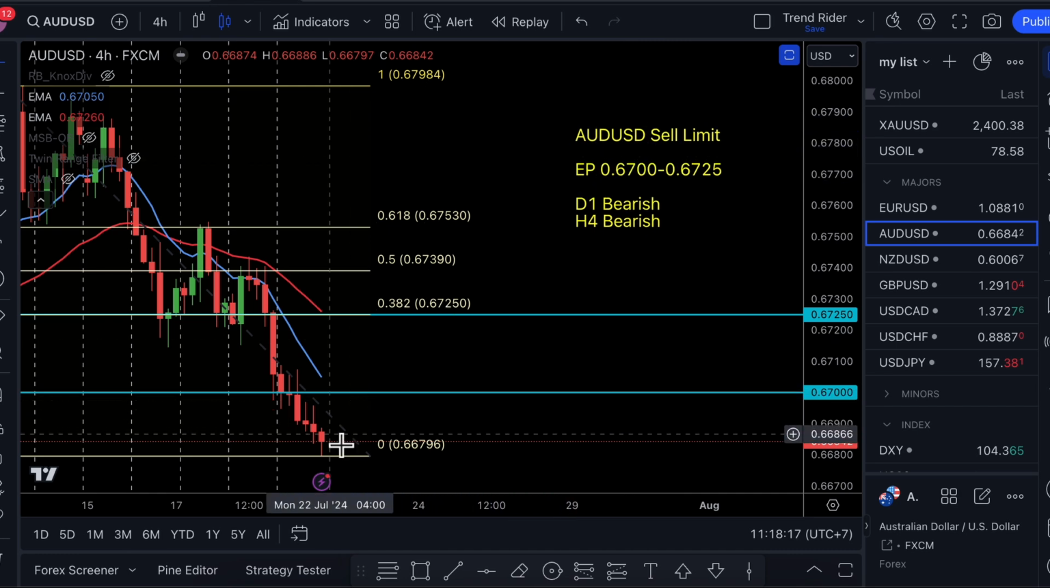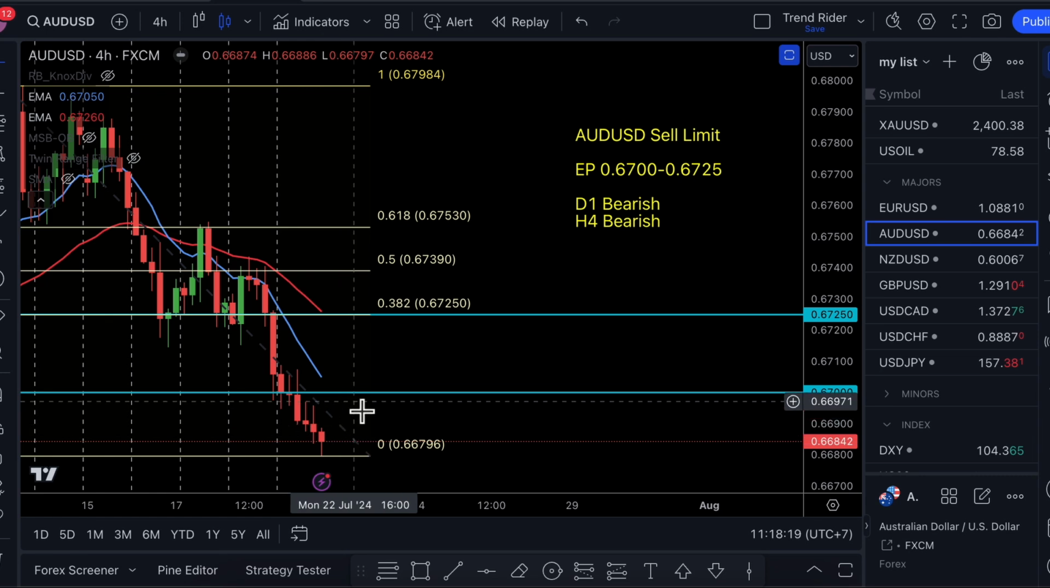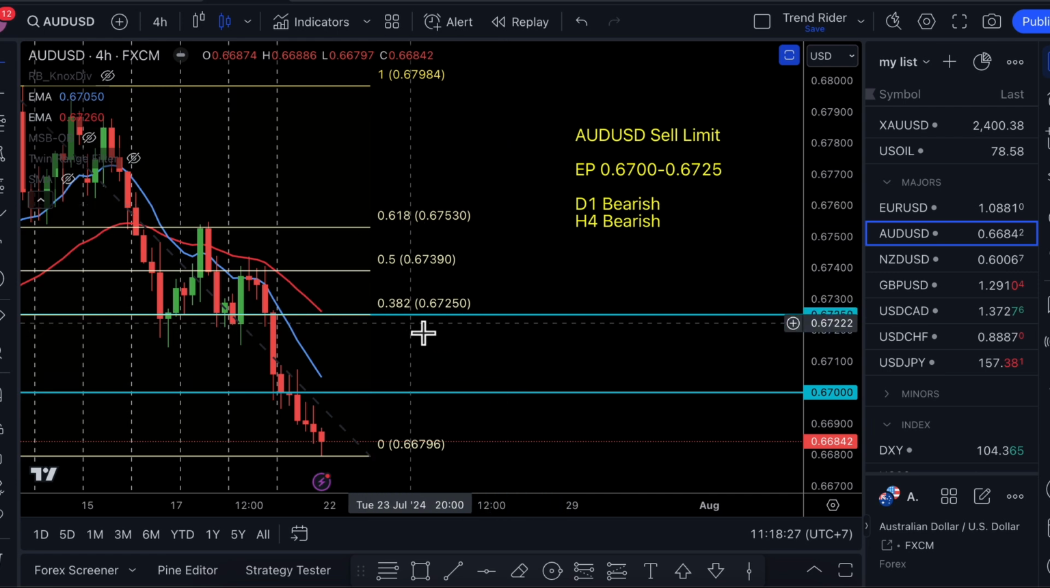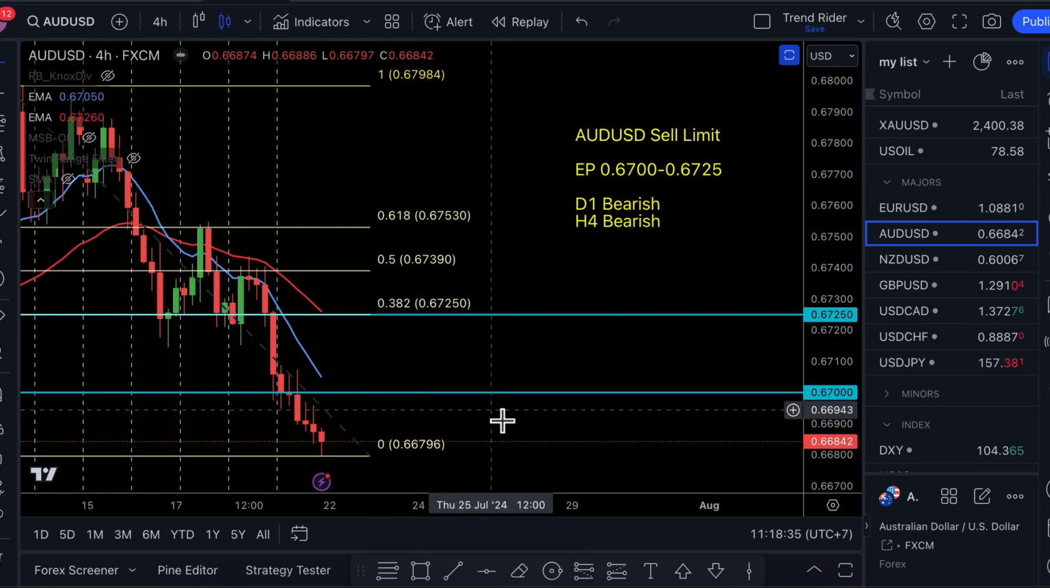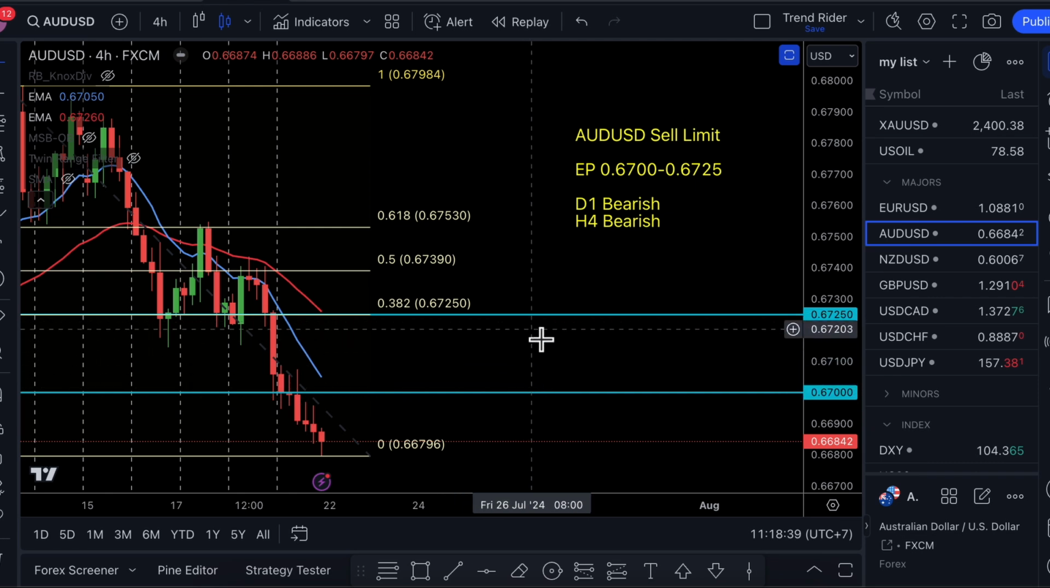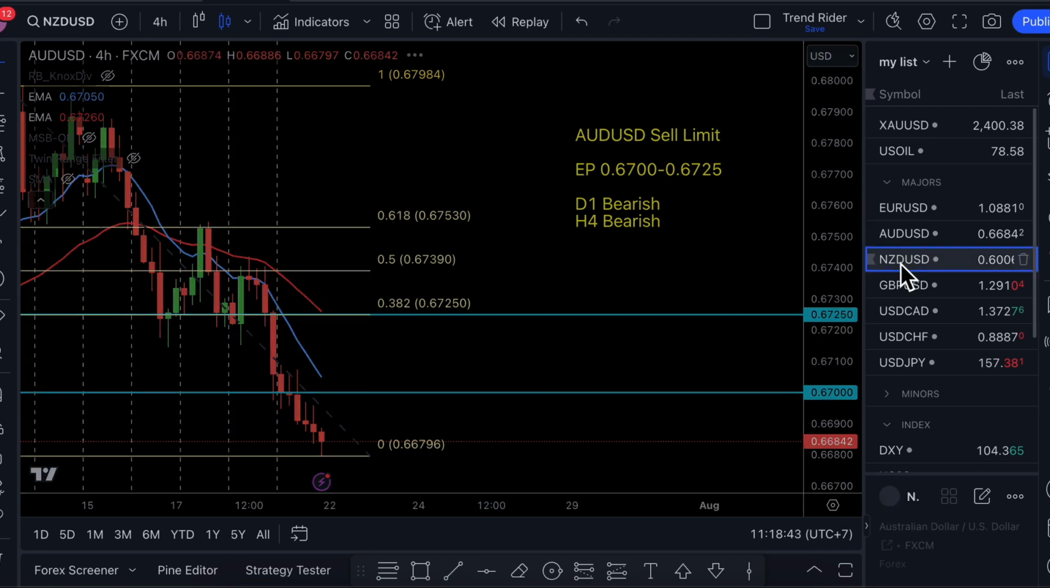So let's let that pullback give us a retracement back to my first resistance level, which is 0.6700, or it could come back all the way to that Fibonacci line there you see, 0.382, which is 0.6725. So a sell limit on the AUD/USD with two potential entry prices for a continuation of the bearish move on the AUD/USD.